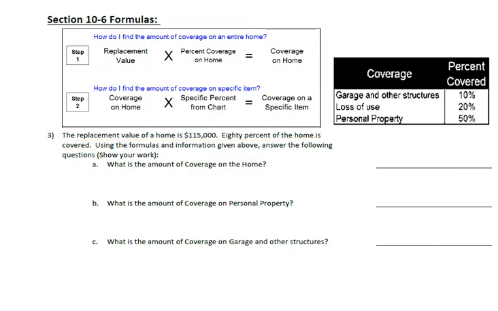And let's just go ahead and do that. So once again, the replacement value of your home is $115,000, and 80% of the home is covered. So we can jump right into letter A. What is the amount of coverage on the home?